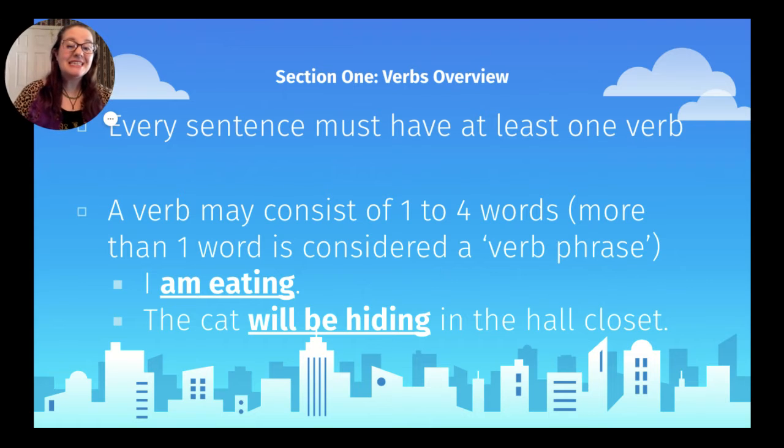Every sentence needs to have at least one verb in the English language. We build our sentences around our verbs. And a verb can consist of 1 to 4 words. Remember, more than one word is what we consider a verb phrase. For instance, something like I am eating. Our verb phrase is am eating. Or the cat will be hiding in the hall closet.